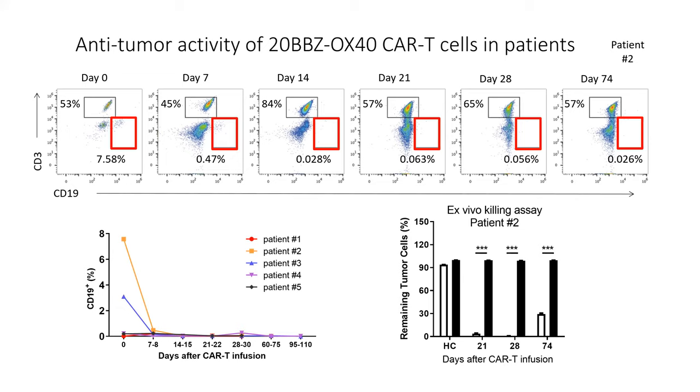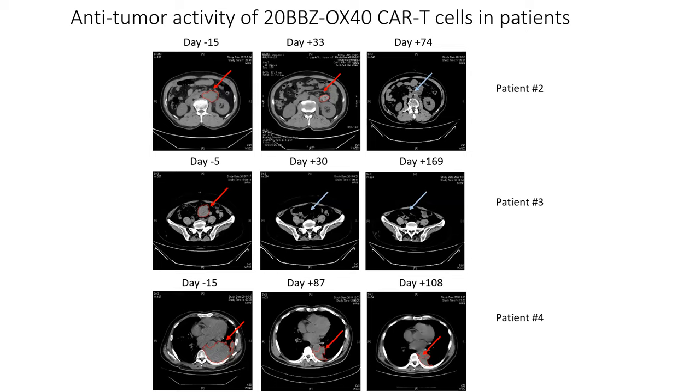Similar to the xenograft model, we also performed an ex vivo killing assay with the CAR T cells from patients. We can compare with control cells. These CAR T cells can kill the tumor cells very potently ex vivo, suggesting their function is well maintained after the long-term proliferation in patients. And also by PET CT scan, we can find that the tumor burden is greatly reduced after the treatment. Usually we can see a tumor burden reduction 1 month after infusion.